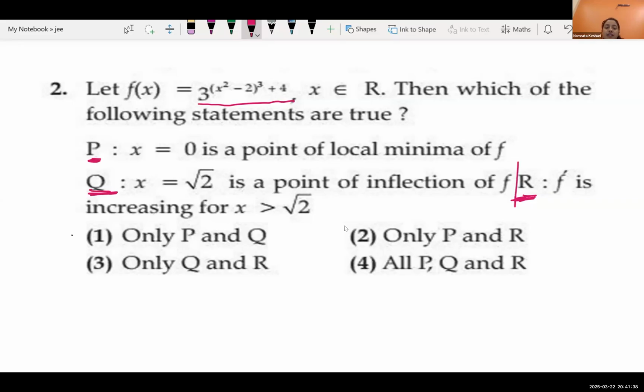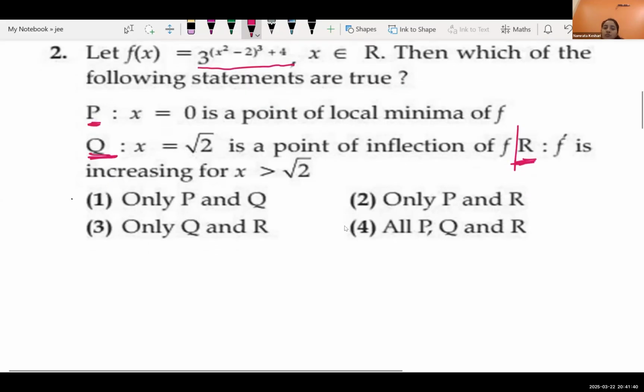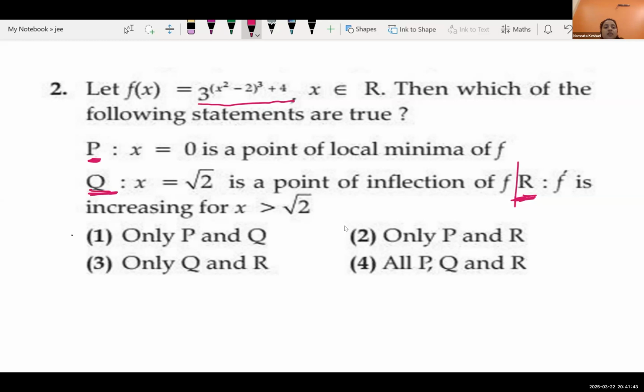So let's first find f dash x. Since our function is like this, we will be quite careful while finding f dash x. For checking local minima, first we have to find f dash x. Yes or no? This looks like a to the power x. What is the derivative of a to the power x?